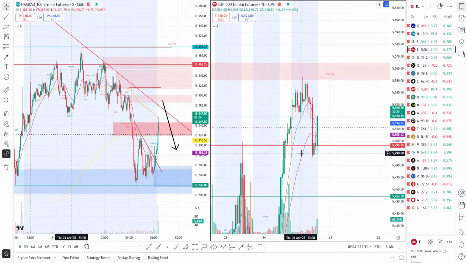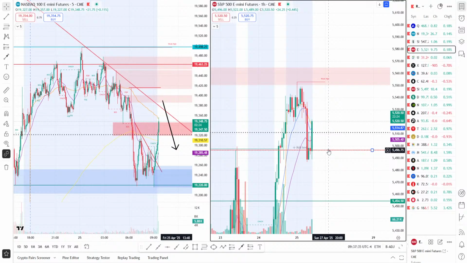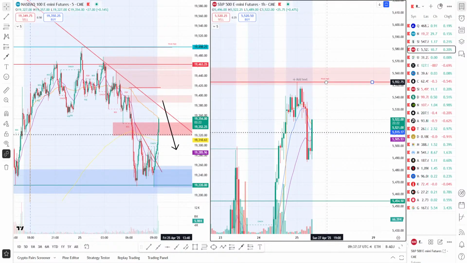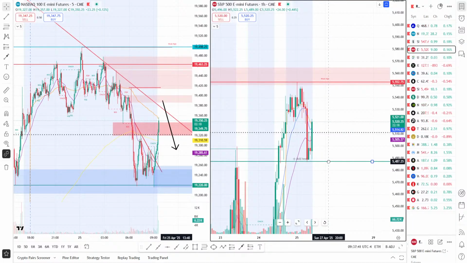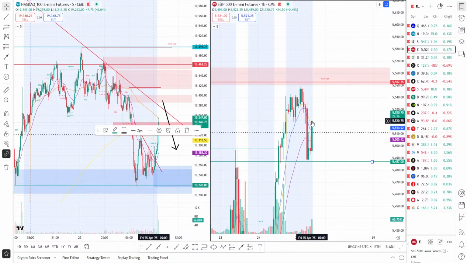Going on here on the ES, and I'm just gonna mark the same thing I did on NQ. Just mark support resistance.